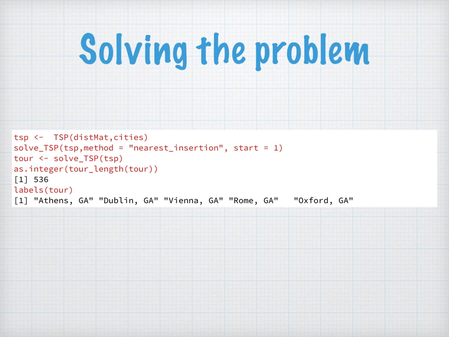Once the distance matrix is established, it's fairly easy to solve the problem using solve_TSP. Notice that we set start equal to 1. We want to start at Athens, which is the first city in our list of cities. The shortest tour is 536 miles, and we go from Athens to Dublin to Vienna to Rome and Oxford.